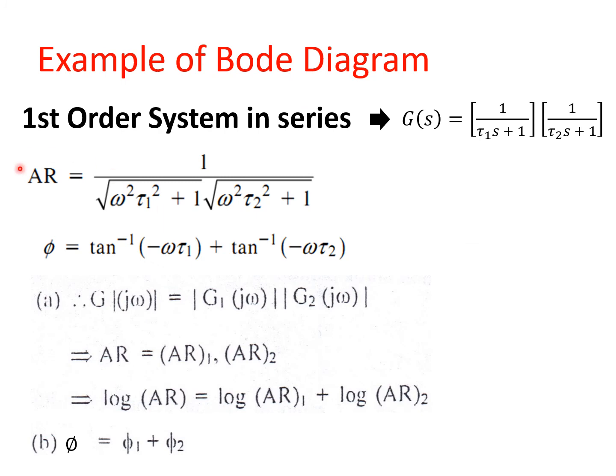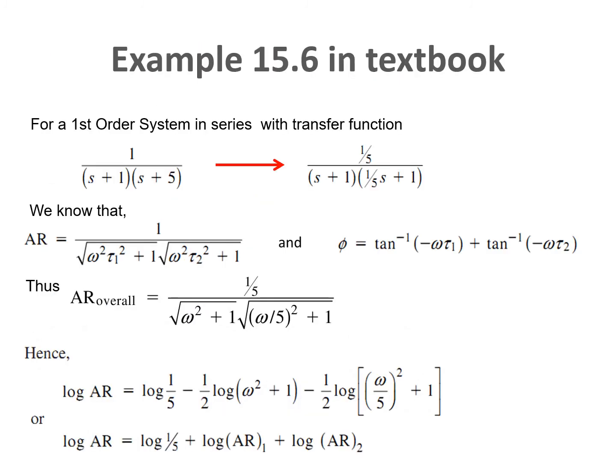If you have first order systems in series, it's the same thing. Just now we said the amplitude ratio is a multiplication of the individual amplitude ratios, and the phase lag is an addition of the phase lags. So we take the log, which is just the log of amplitude ratio 1 plus the log of amplitude ratio 2. The phase angle is just the phase angle for system 1 plus the phase angle of system 2. And basically, an example in this case is given in the book.